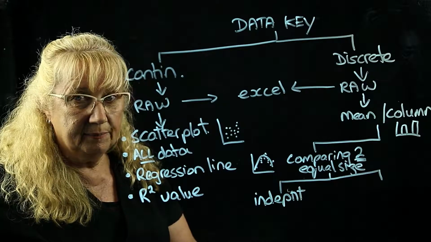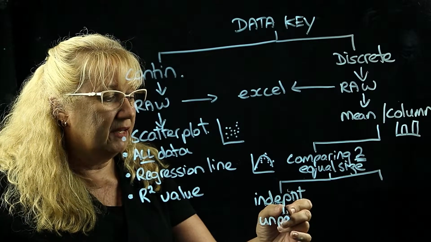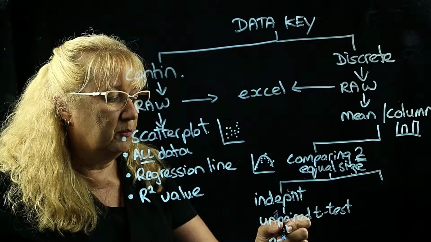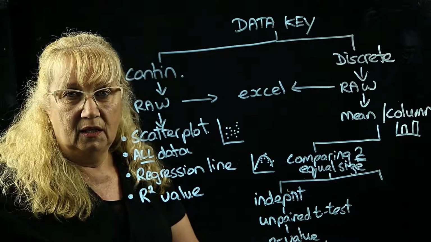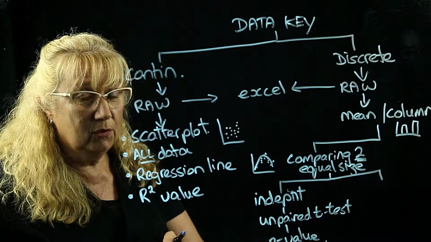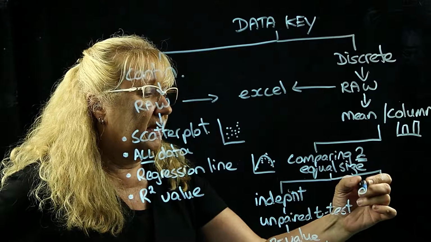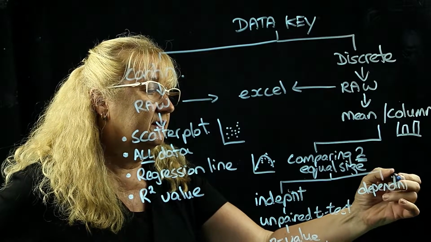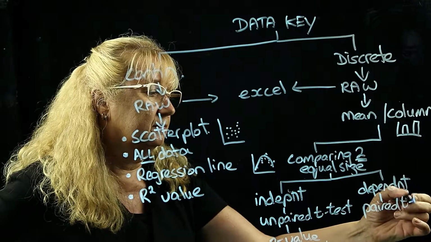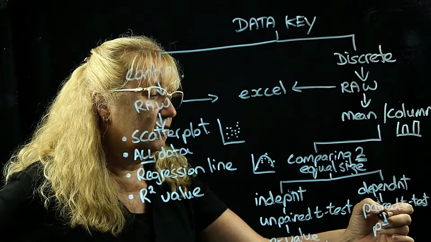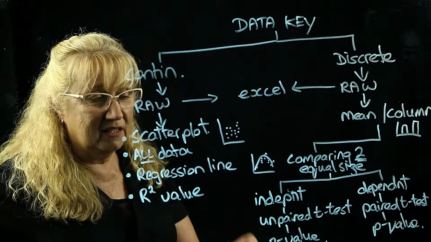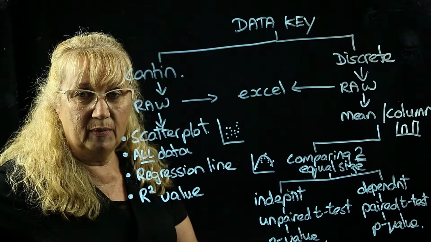Okay, if they are independent, you are going to do an unpaired T-test, and you are going to generate a p-value. Again, you don't need to know the maths, you just need to know how to press the buttons on Excel. So easy, super easy. And if they are dependent on each other, then you are going to do a paired t-test. And you're still going to generate a p-value. Those p-values are used to determine whether there is a significant difference between the two things that you are comparing.